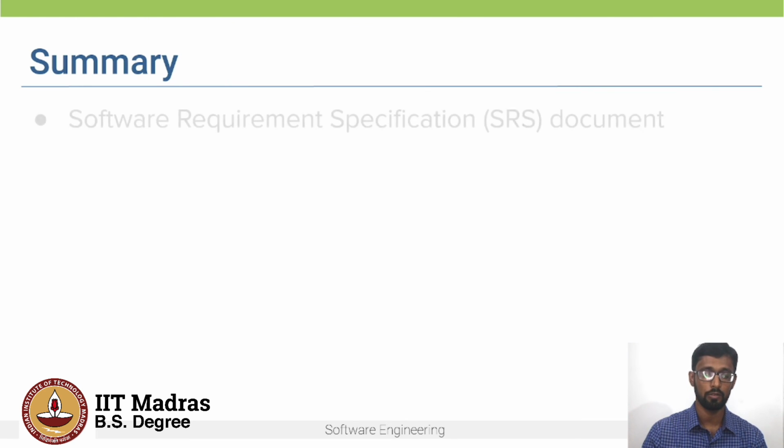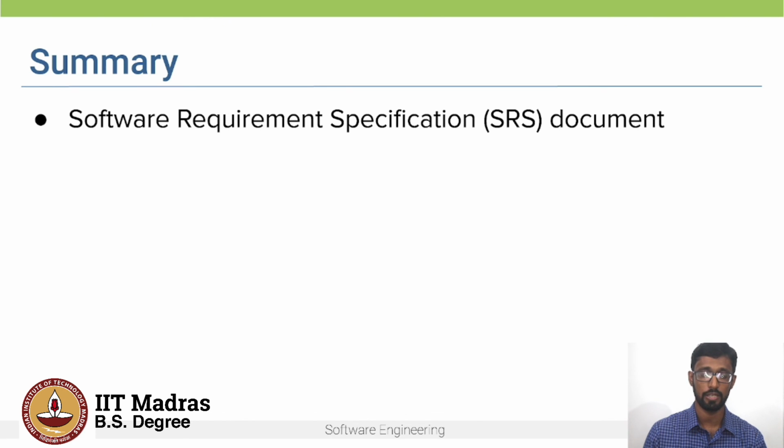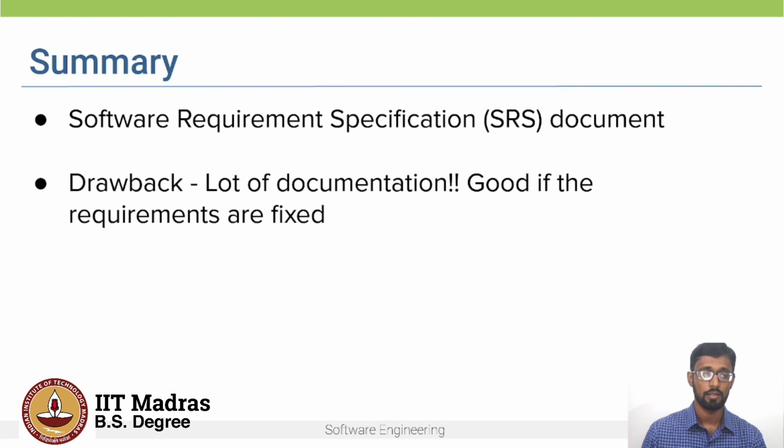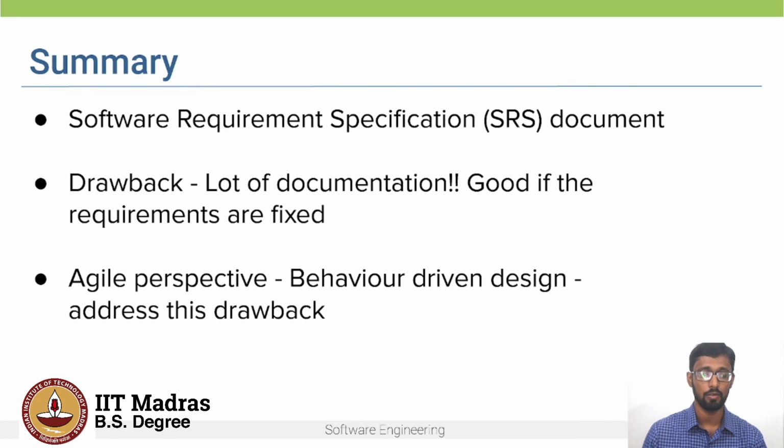So in this lecture, we looked at what a software requirement specification document is. We looked at different parts and benefits of an SRS. However, there is a drawback of SRS, which is a lot of documentation is required. And this is okay if the requirements are fixed. In the next lecture, we will look at the agile perspective, which is the behavior-driven design, which can help in addressing this drawback of SRS in the plan and document perspective.